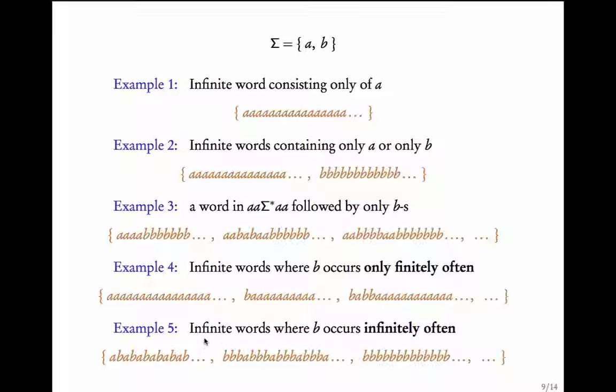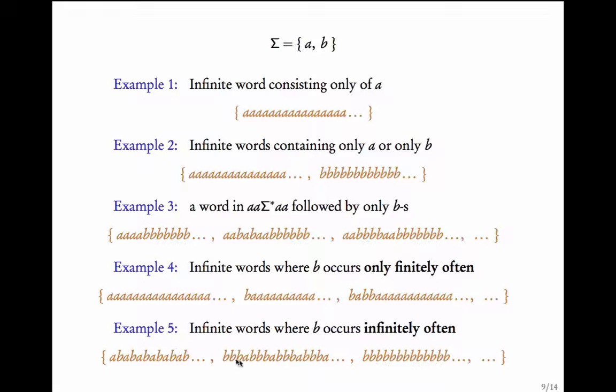Another language over infinite words. Words where B occurs infinitely often. So for example here AB, and so on. So for every position you will have a future position where B is present. Okay?